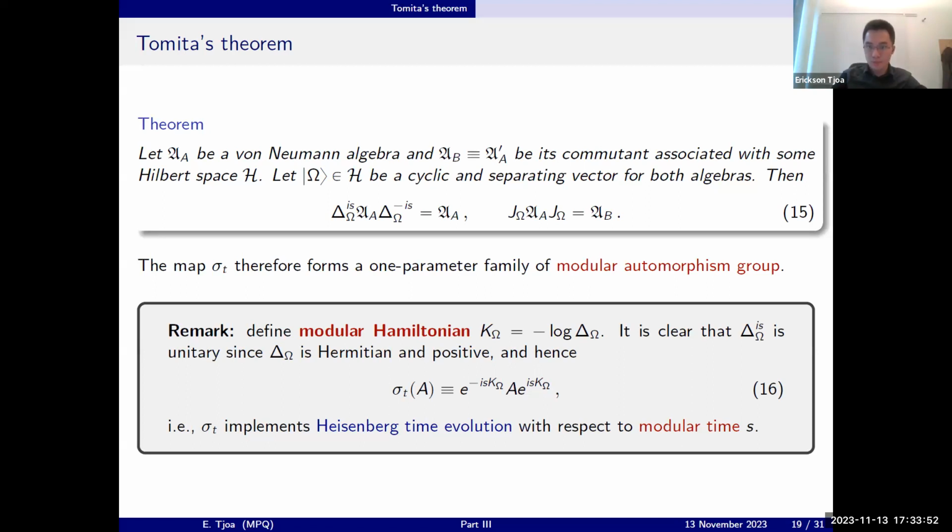Of course, if you are a physicist, maybe it's not obvious why this is important, but basically, first of all, because of the modular time evolution, it actually defines what we call a modular automorphism group.